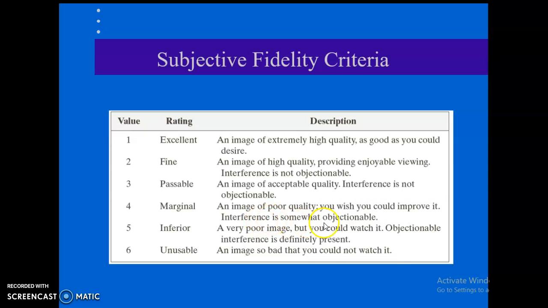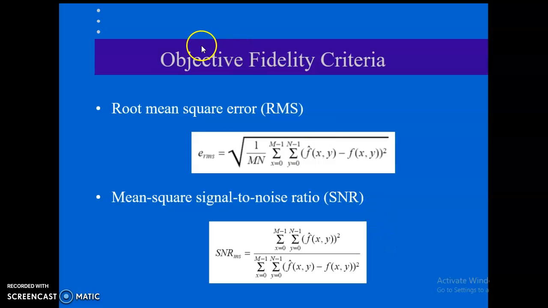Interference is somewhat objectionable. In value 5, inferior: a very poor image, but you could watch it. Objectionable. Interference is definitely present. 6th value, rated unusable: an image so bad that you could not watch it.